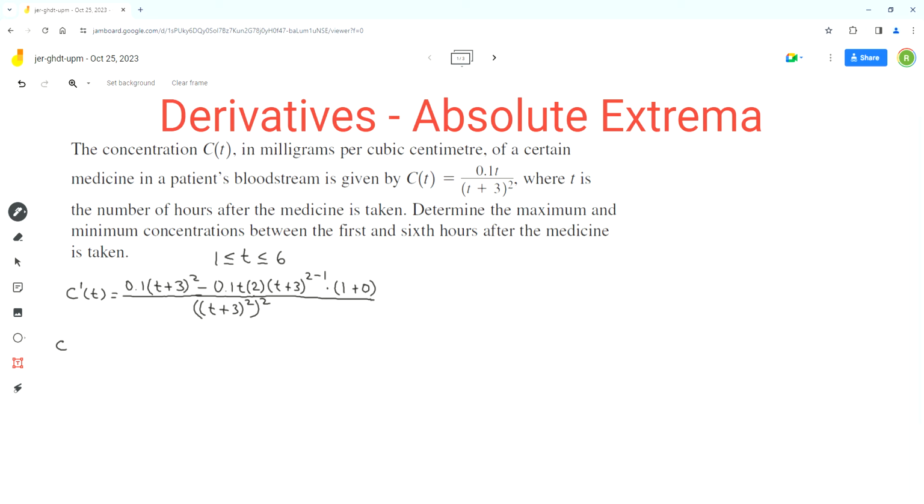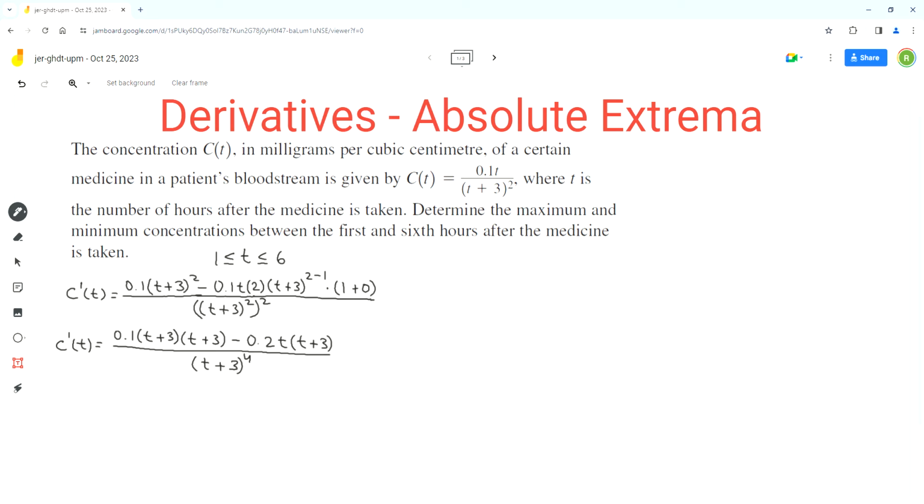Now we can simplify the numerator expression. So C'(t) equals, now in the first part we'll have to expand the square, so we can write out the (t+3) twice, and in the second part we can multiply 0.1 by 2, so we get 0.2t times (t+3) to the exponent 1, but we don't write 1 as an exponent, and then 1 plus 0 is 1, and multiplication by 1 doesn't change anything, and in the denominator we get (t+3) and the exponent becomes 4 using the power of a power law of exponents. So we multiply the exponents.